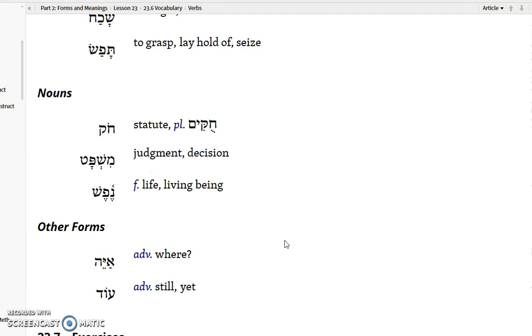And then the nouns, you have hok, which is statute. In the plural, it shows up as hukim, showing that it's a geminate with a doubling of the middle part of the root. And then you have mishpat, which is judgment or decision. In some cases, it can even be understood to mean like a norm. And then nefesh is a feminine noun, even though it looks masculine, meaning life or living being.